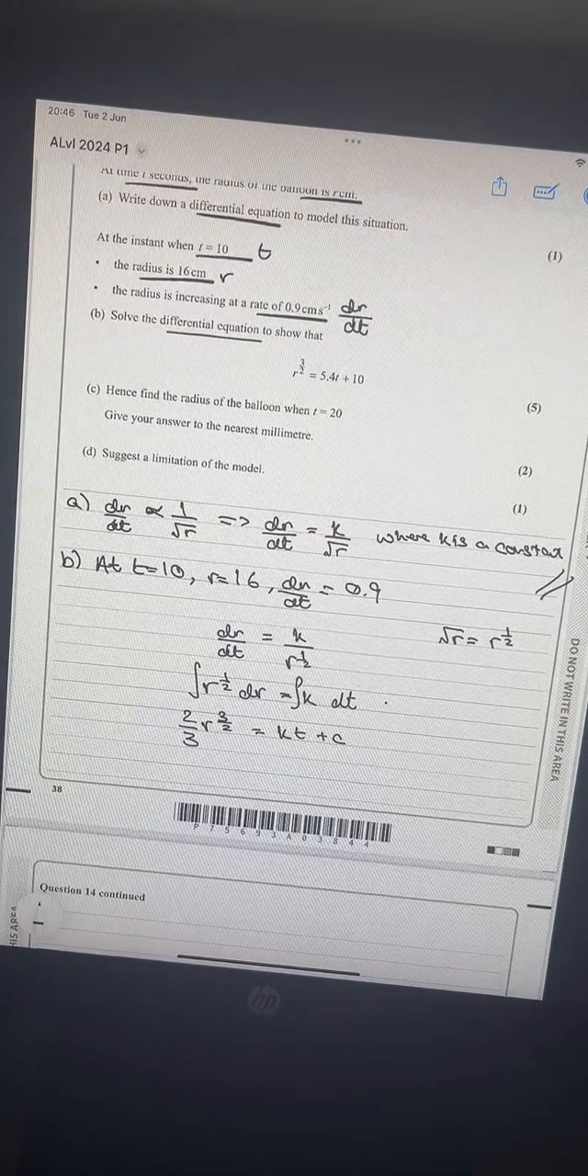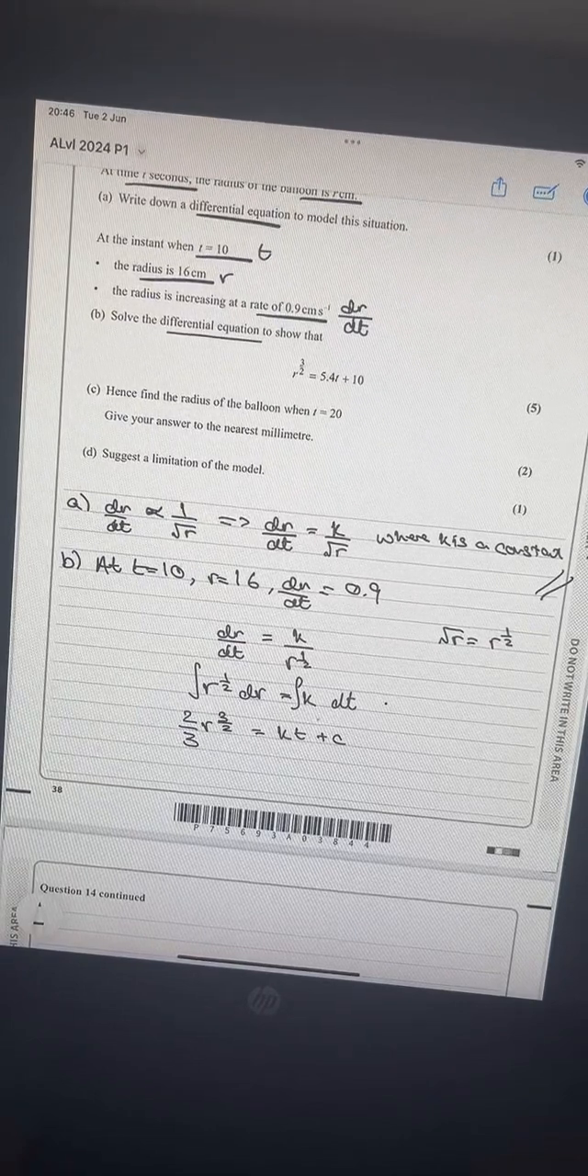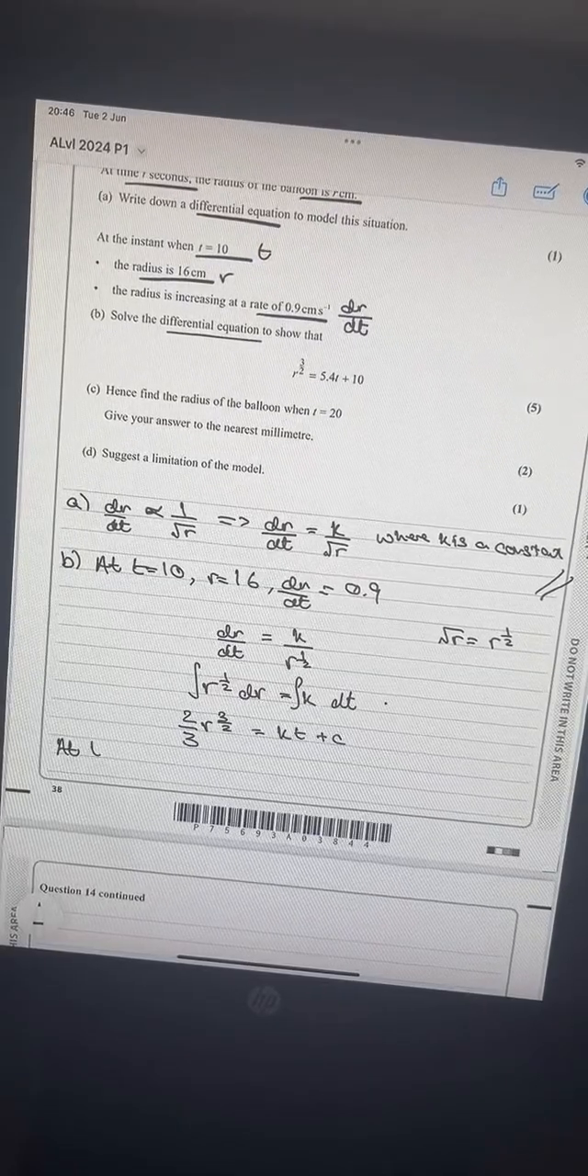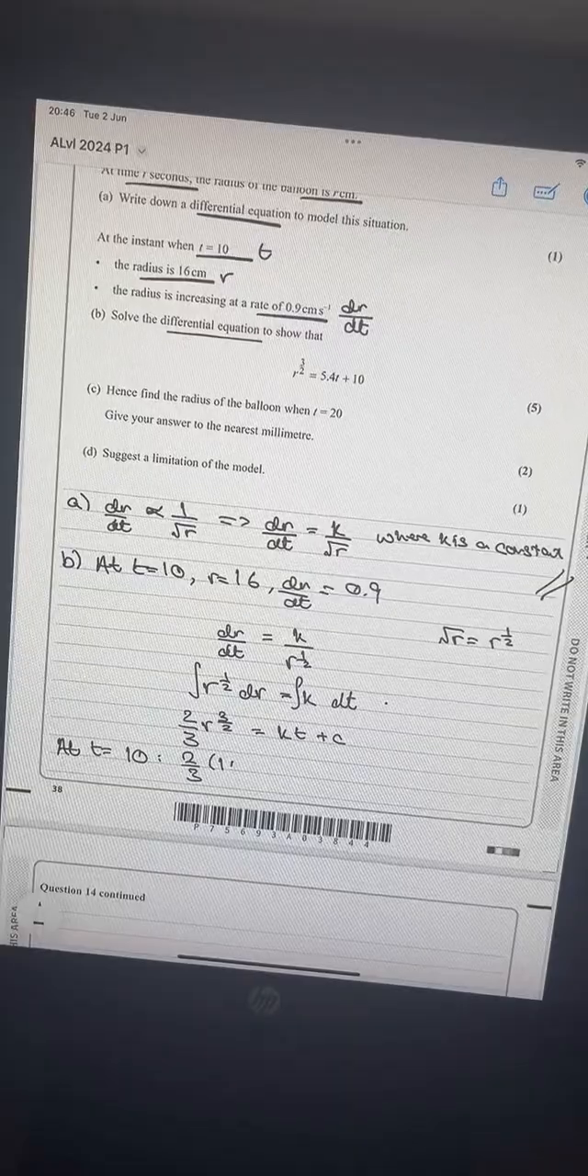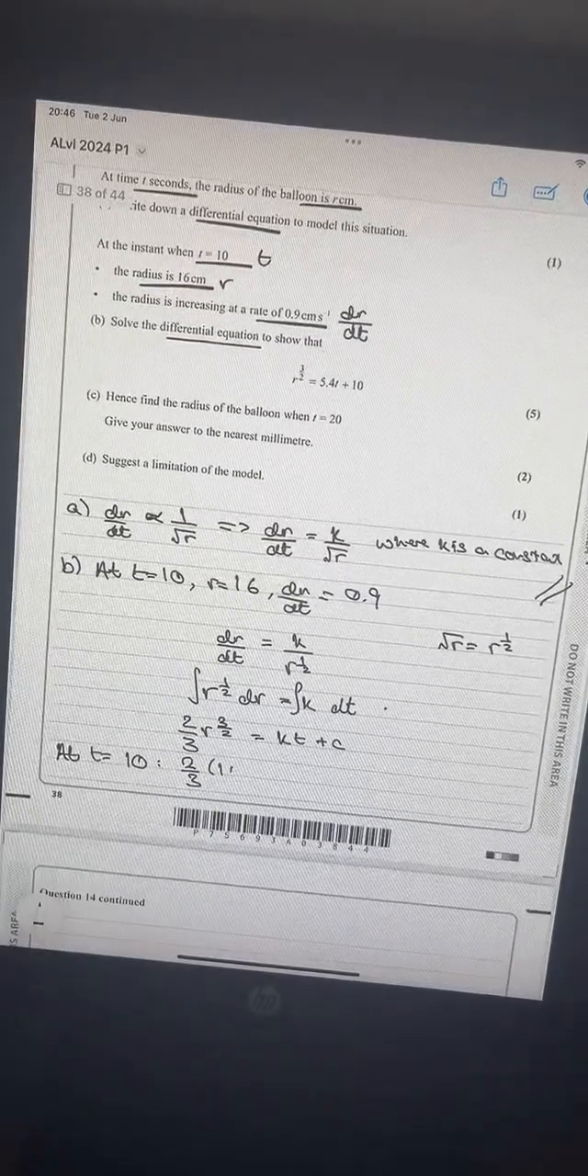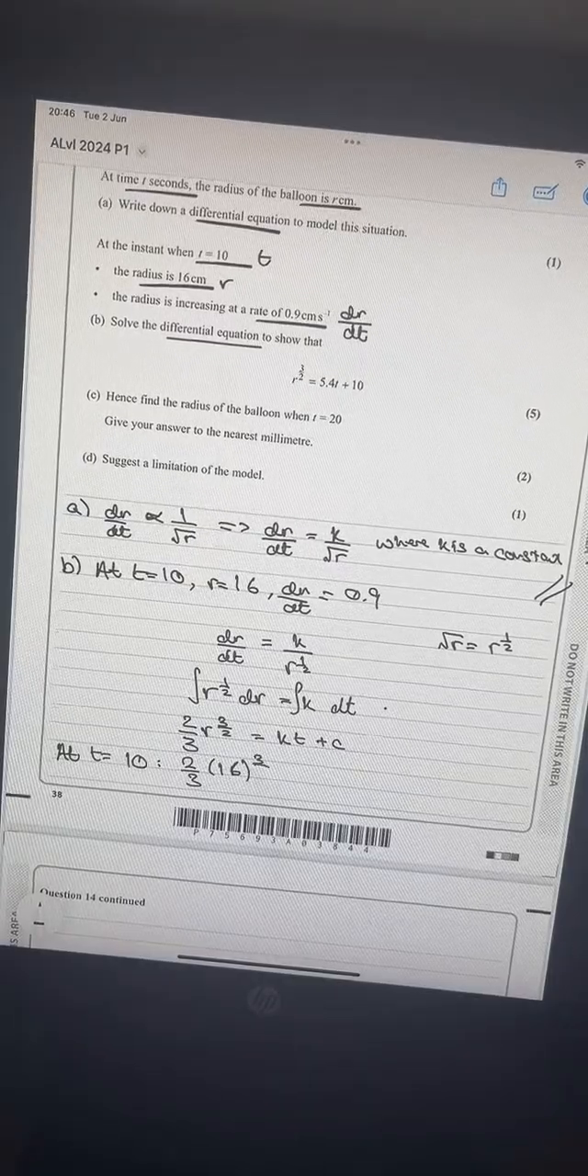Okay, cool. Now I need to find out what c and what k is, because I need to solve and show actual values. This is for 5 marks, and they give me the answer, so I'll know if I got those 5 marks. So use your boundary conditions. At t equals 10, we have 2 over 3 times r, which is 16. So 2/3 of 16 to the 3 over 2 is equal to 10k plus c.